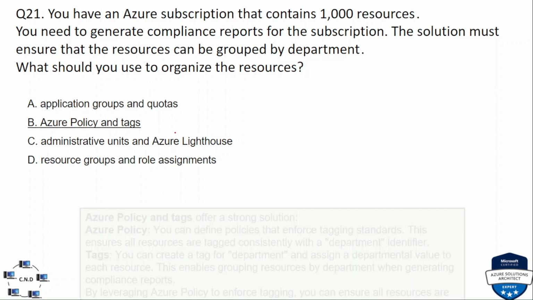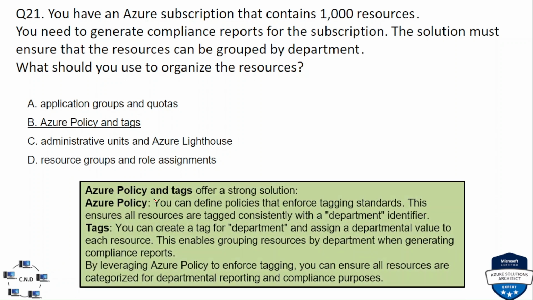Azure policy and tags. So Azure policy and tags offer a strong solution. With Azure policy, you can define policies that enforce tagging standards. This ensures all resources are tagged consistently with a department identifier. For tags, you can create a tag for department and assign a departmental value to each resource. This enables grouping resources by department when generating compliance reports. By leveraging Azure policy to enforce tagging, you can ensure all resources are categorized for department reporting and compliance purposes.